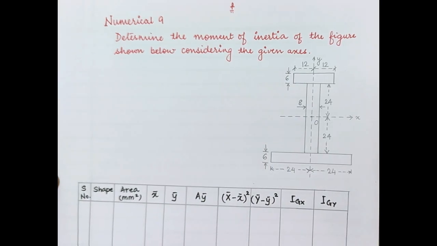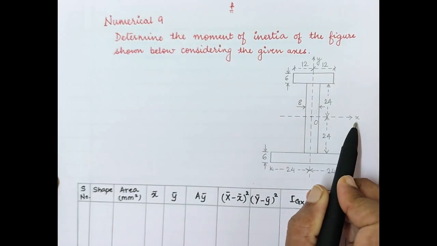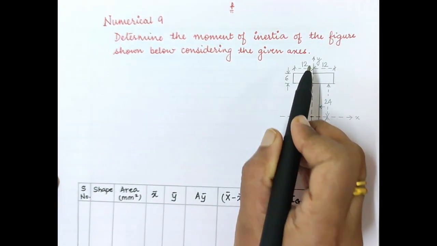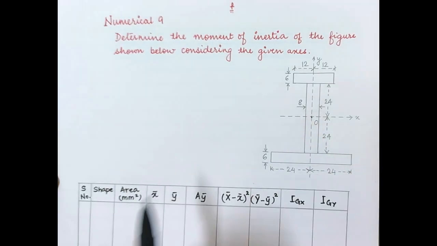Let us solve the next numerical. Determine the moment of inertia of the figure shown below considering the given axes. Okay, so the axes that are given to us: x is given here and y is given over here. That makes the origin over here.